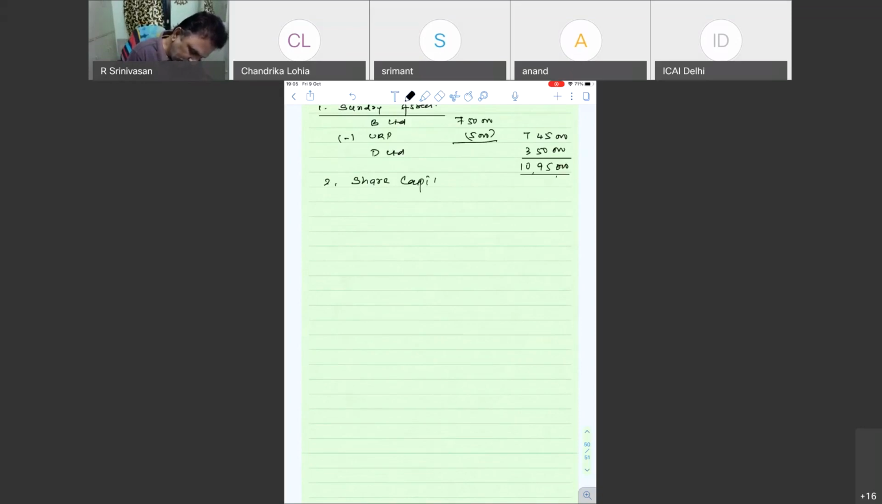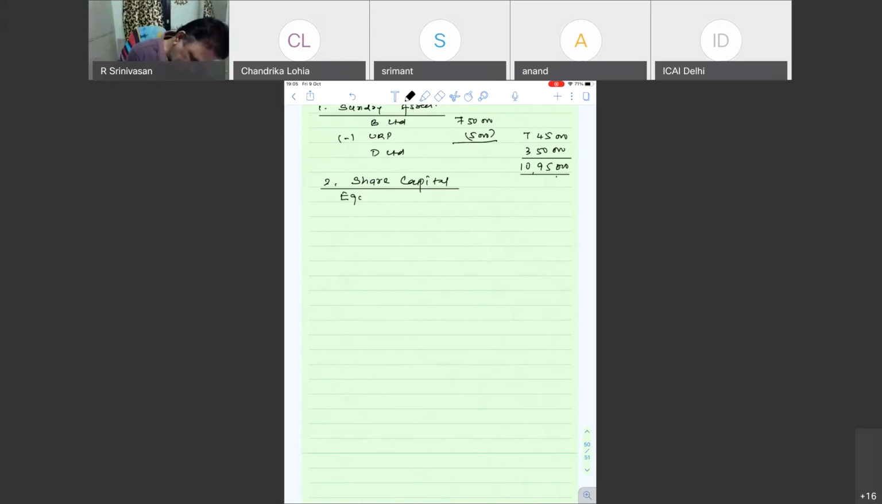You have to write properly authorized capital, issued capital, subscribed capital, all these things. I'm skipping them for the sake of saving time, but in the examination you must write them properly. If anything is issued for consideration other than cash, those things also have to be mentioned.